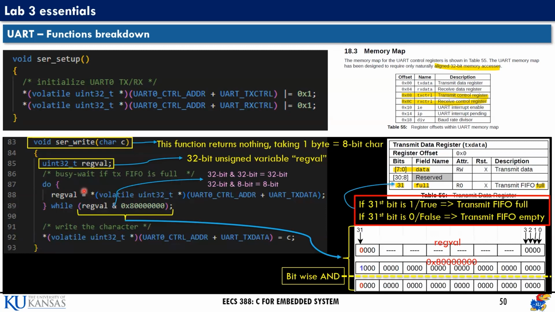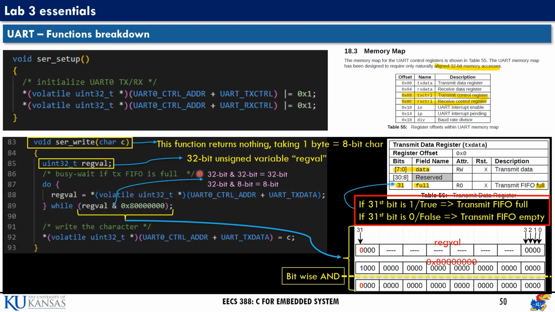Now we have this while condition. This while condition is continuously checking a condition within the braces. So what we are doing inside this condition, we have the register val, and inside the while loop we are accessing the register value from the TXDATA register.